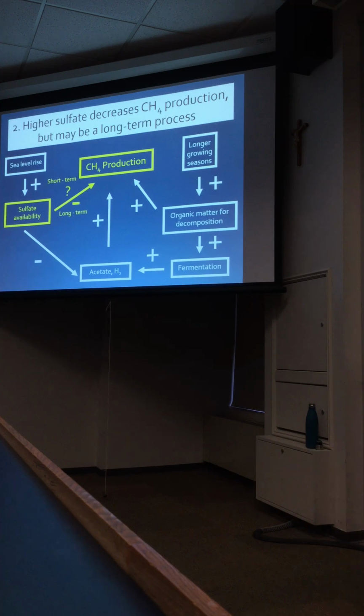Another thing to think about is that at some point, if we have more organic matter for decomposition from the longer growing seasons, there might be enough electron donors to go around for everybody. So we're really not sure how these two climate change mechanisms are going to interact to affect methane production in the future.